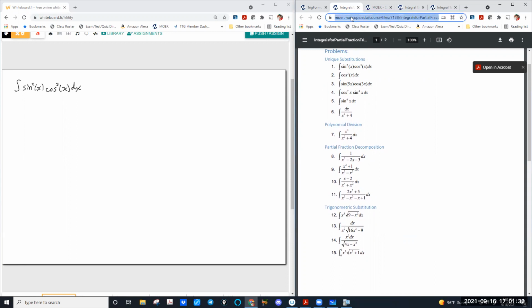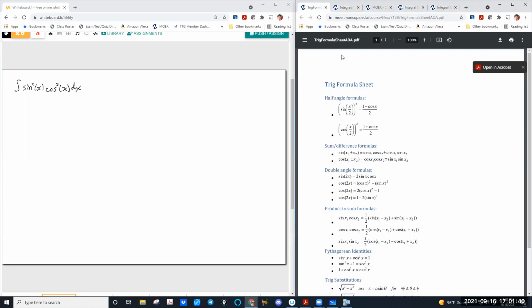First, I'm going to put this worksheet in the chat. I also want to put this trig formula sheet in the chat, because in some cases we're going to use these trig identities to help us solve these integrals. You will get every formula that's on this trig formula sheet. You will have those available to you on the midterm. They will be included with the midterm. So you can print out this sheet or just have a copy open on your computer when you're working problems.